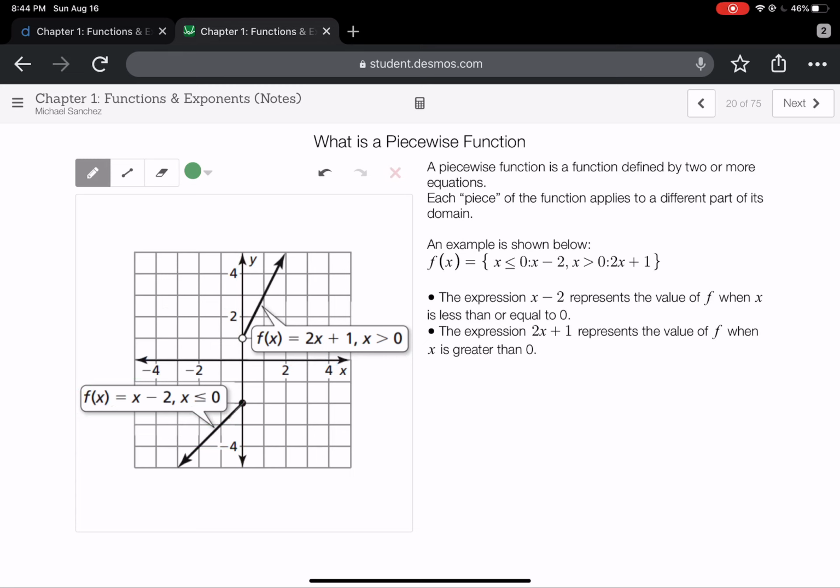So this bottom piece, if we were to extend that piece, it would keep on going as a straight line all the way forever in both directions. But because our domain says less than 0 only, then we only want to do it for those values of x that are less than 0. So everything to the left of 0. And then our second function is when x is greater than 0. So we only want to use the part of the graph that is to the right of 0.